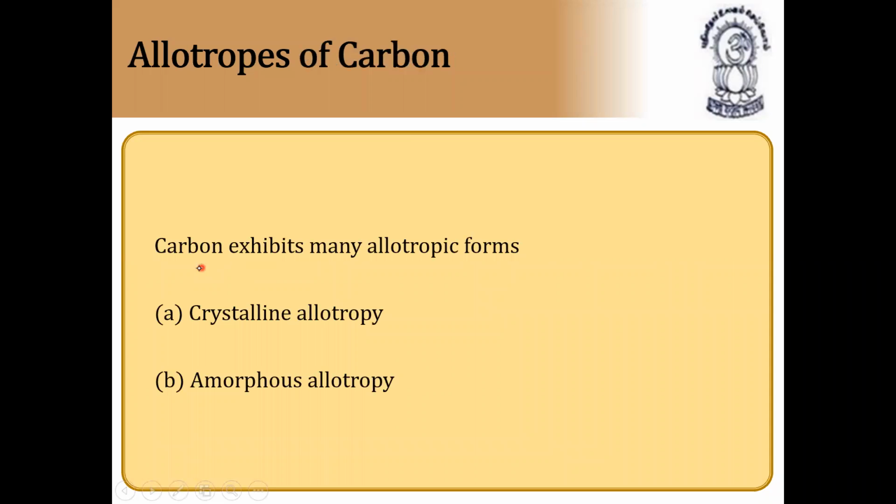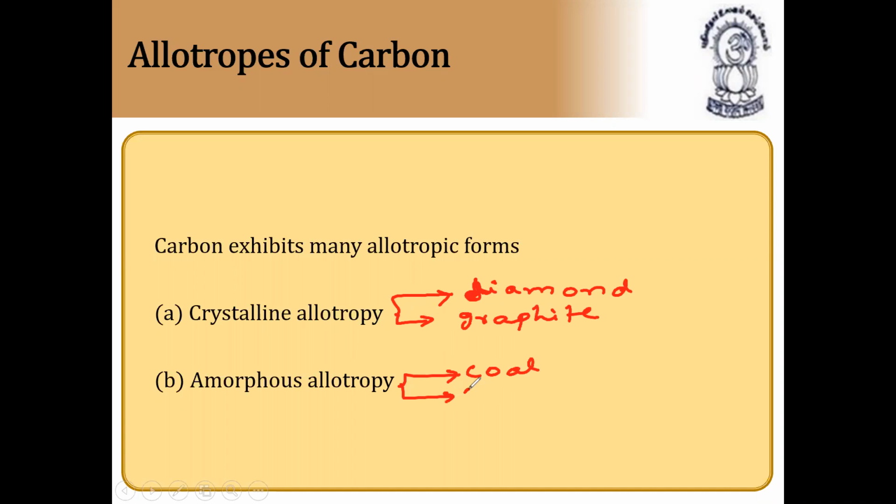Continuation now. Carbon exhibits many allotropic forms, that is crystalline allotropy and amorphous allotropy. So it consists of mainly two kinds of allotropes, crystalline and amorphous. In crystalline allotropes, it is diamond and graphite. And amorphous allotropes are coal, charcoal, coke, etc. So many allotropes are there for carbon. All these are nothing but carbon only.